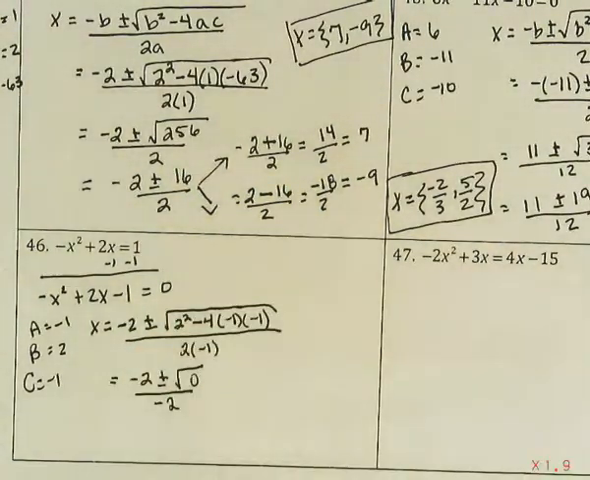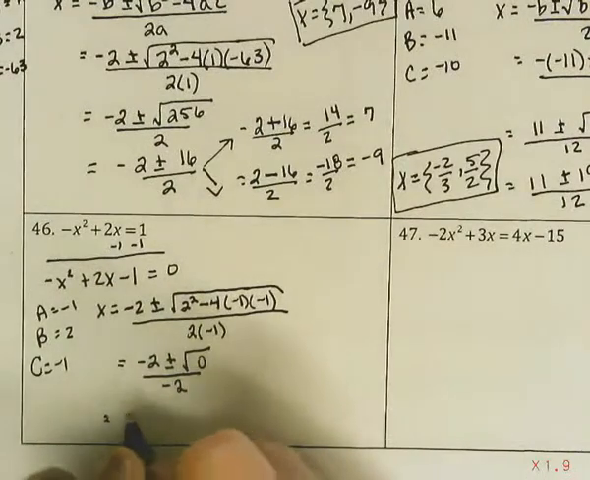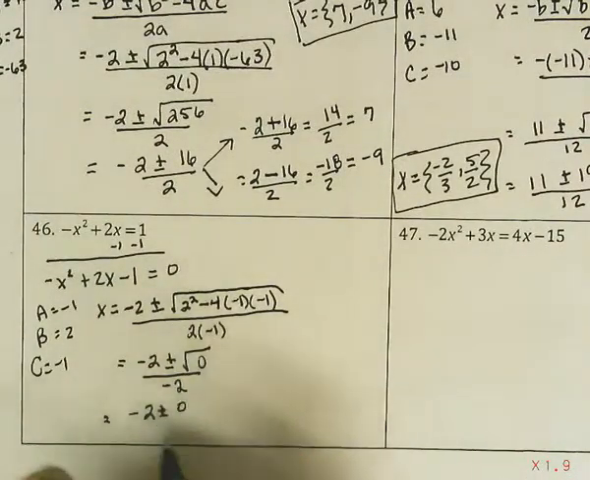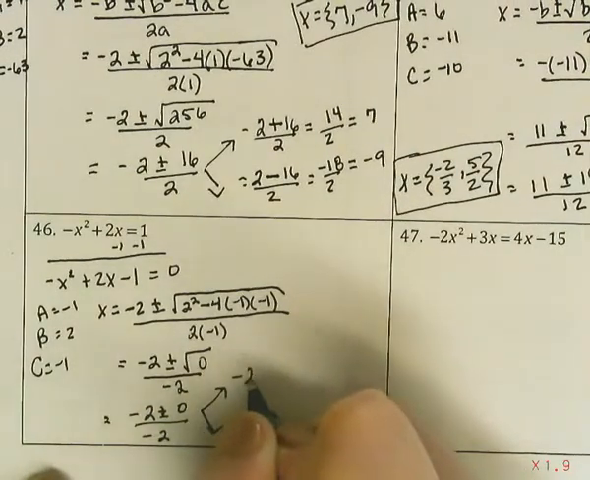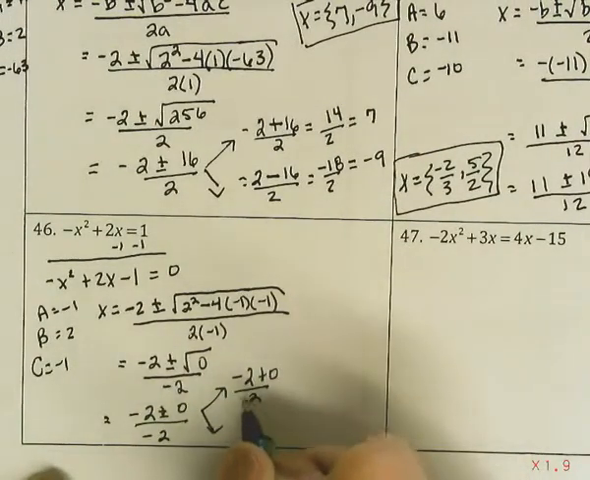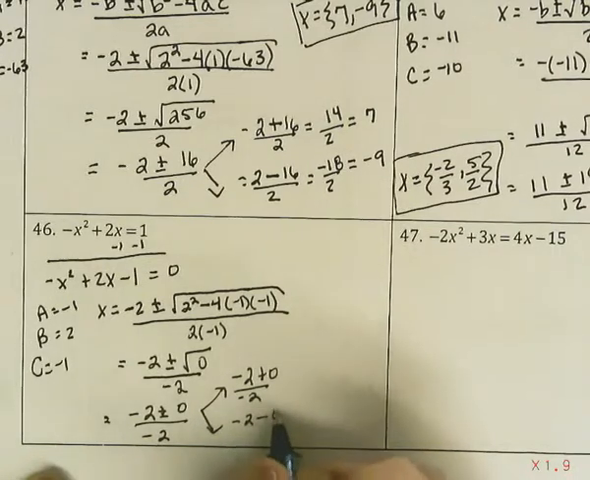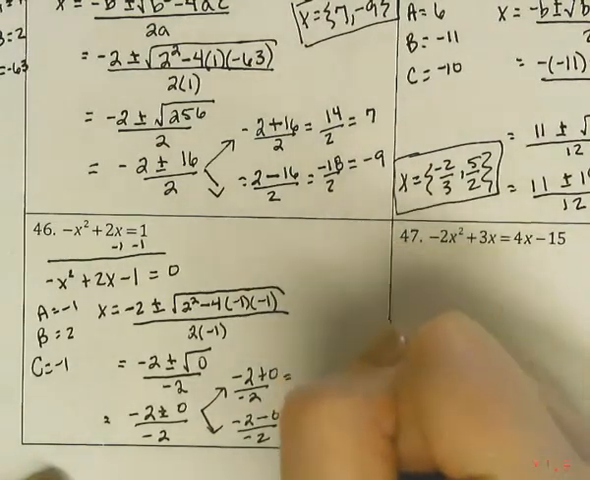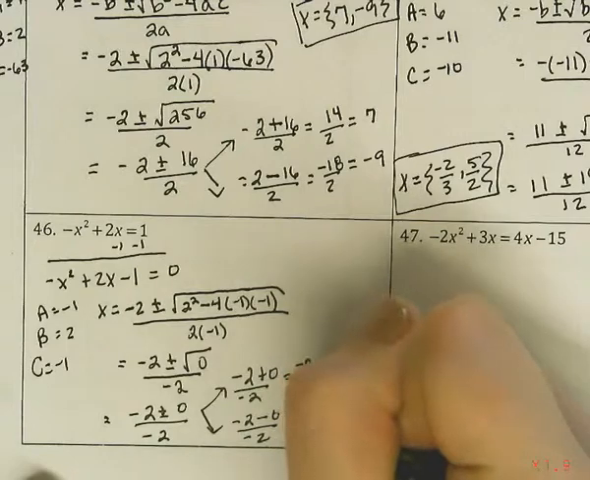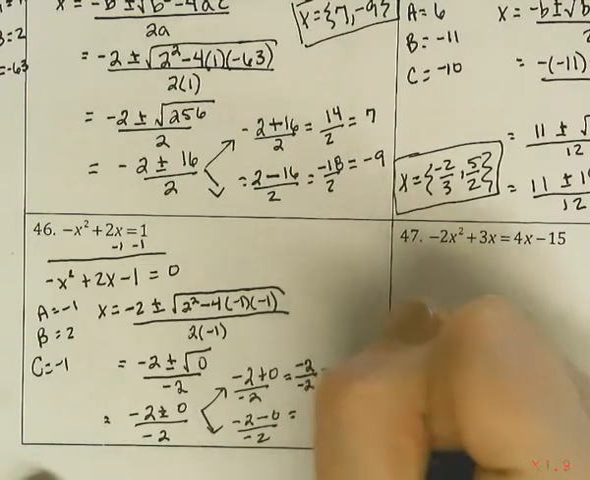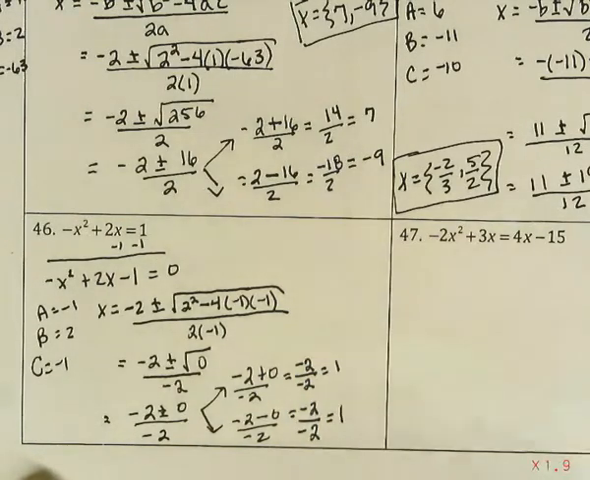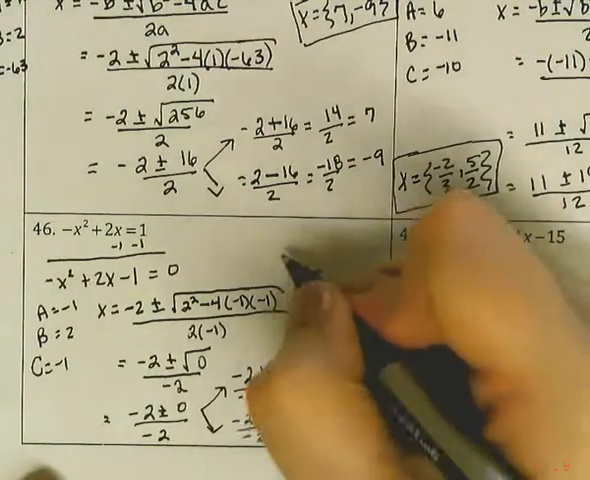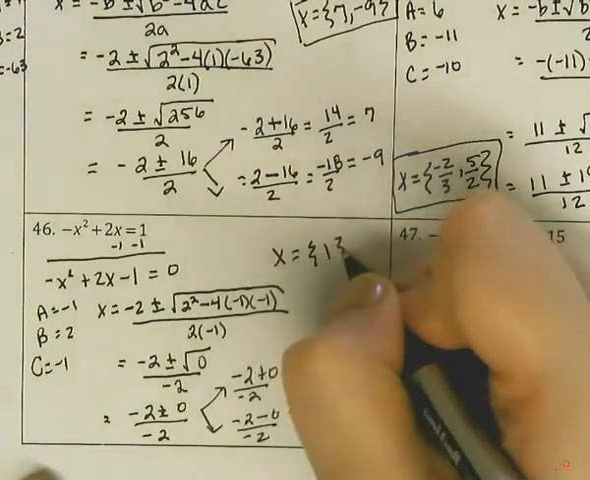I'm going to find the square root of 0, which happens to just be 0. So negative 2 plus 0 over negative 2. Negative 2 minus 0 over negative 2. Negative 2 plus 0 is negative 2 divided by negative 2 or 1. Negative 2 minus 0 is negative 2 over negative 2 or 1. Both of these gave me 1, so I'm just going to put 1 in there one time.